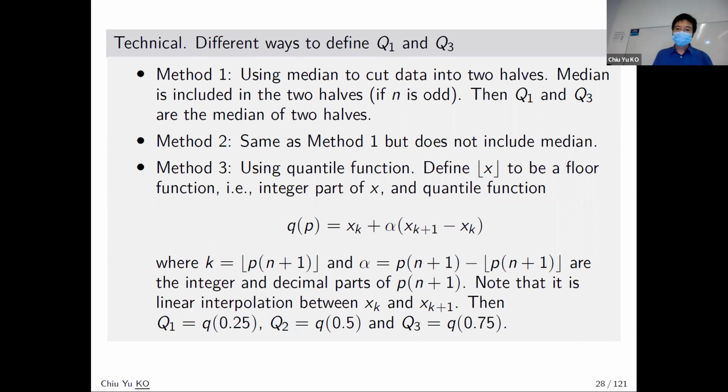The difference is, remember the idea. What we do here is take the data set and look at the median. If n is odd, then (n plus 1) over 2 is an integer, so there is exactly one data point in the middle. In this case, whether you keep this data point in the first half or the second half will be an issue. Let me talk about this here.